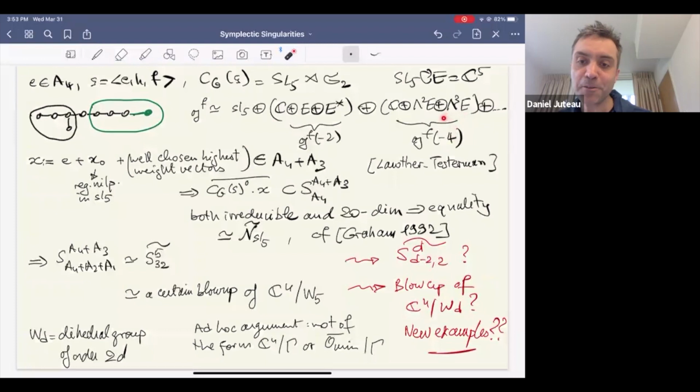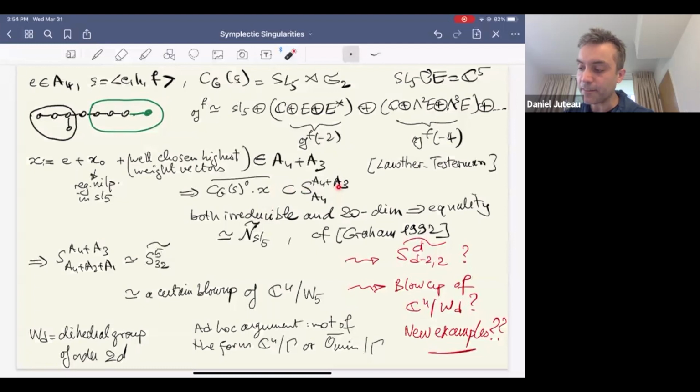And then there are two more non-trivial degrees where something happens. But you already have all the exterior powers of E. And then you can check that if you take an element X, which is e plus a regular nilpotent in SL5 here, plus well-chosen highest weight vectors in those representations, then you get an element of A4 plus A3. Then you can use the action of the connected component of the reductive centralizer and take the closure. So you get something of dimension 20, which is the dimension of the nilpotent cone of SL5. So this is included in the slice.